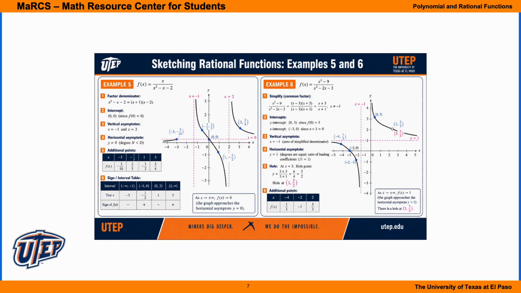Now for some additional points, we choose x is equal to negative 4, x is equal to negative 2, and x is equal to positive 2. So f of negative 4 is equal to 1/3, f of negative 2 is equal to negative 1, and f of 2 is equal to 5/3. After plotting those points and connecting them, we will have a curve. And we see that as x approaches plus or minus infinity, f of x will approach 1. So the graph approaches the horizontal asymptote, y is equal to 1, and there's a hole at the point (3, 3/2).